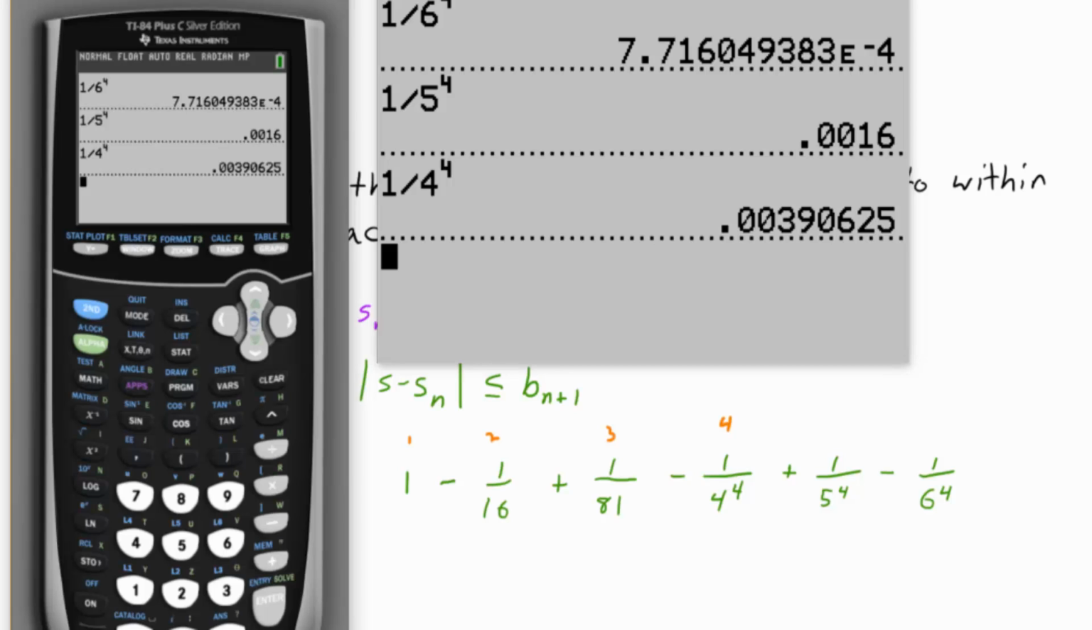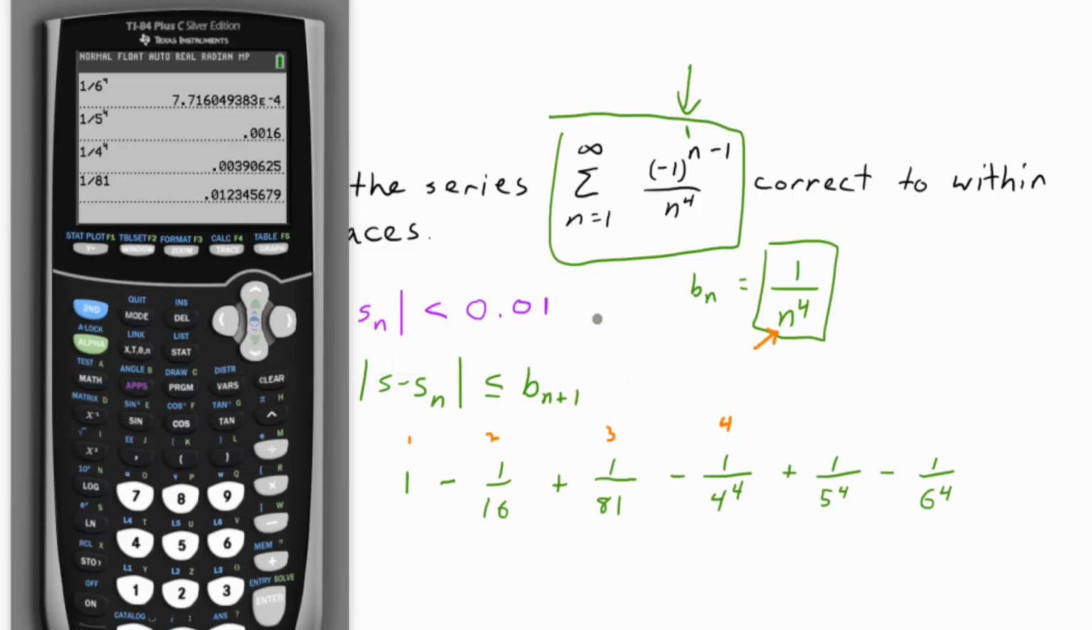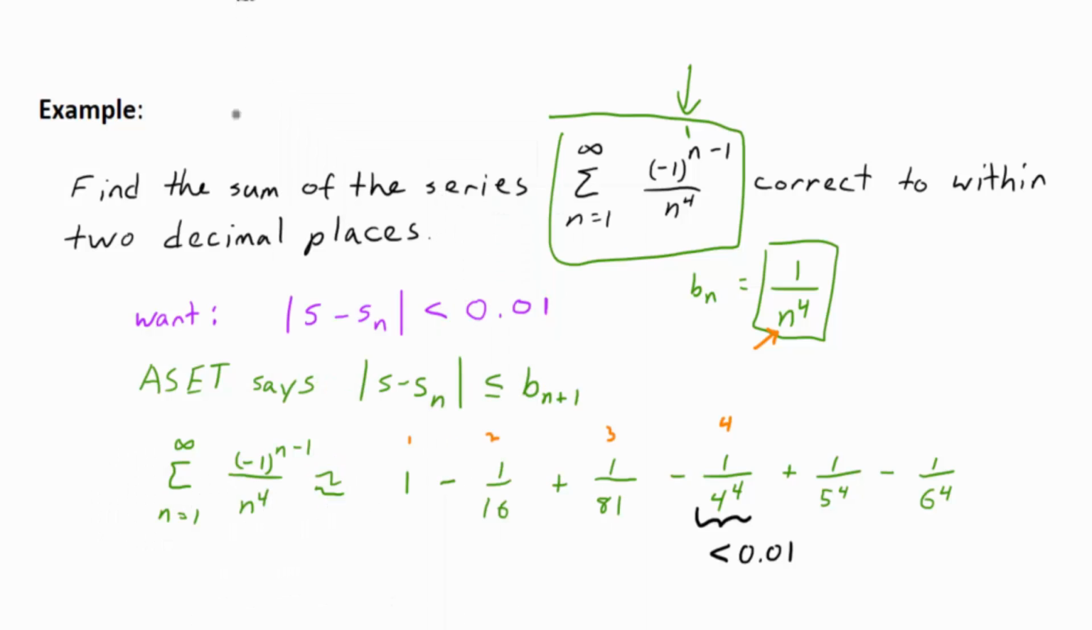What about 1 over, that was 1 over 4 to the fourth. What about 1 over 81? That's not going to work, is it? Okay, so that means that our Bn plus 1 is right here. This is the first one that's satisfied. 1 over 4 to the fourth. This guy is the first term in the series less than the required error. Does that make sense? Everybody see that? That's the 0.0039065 number.